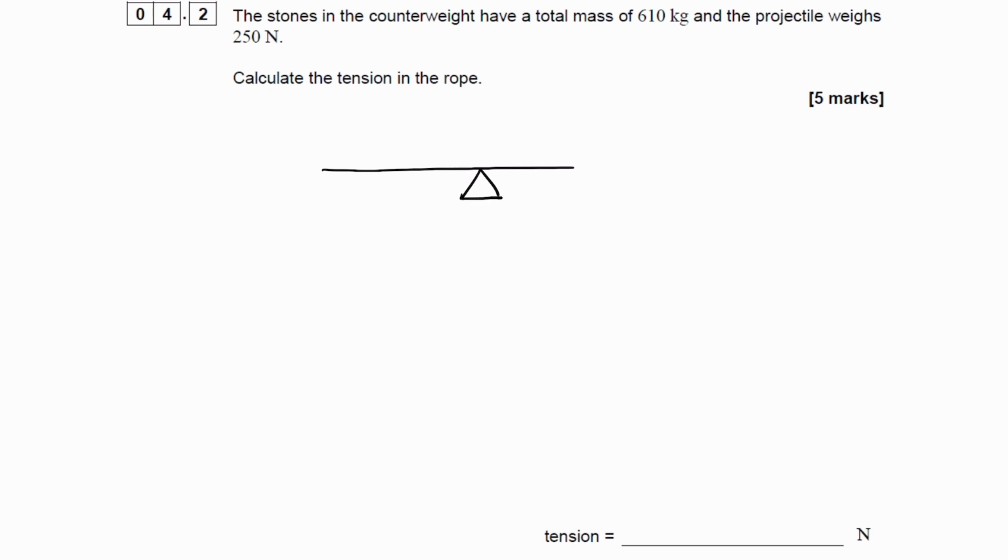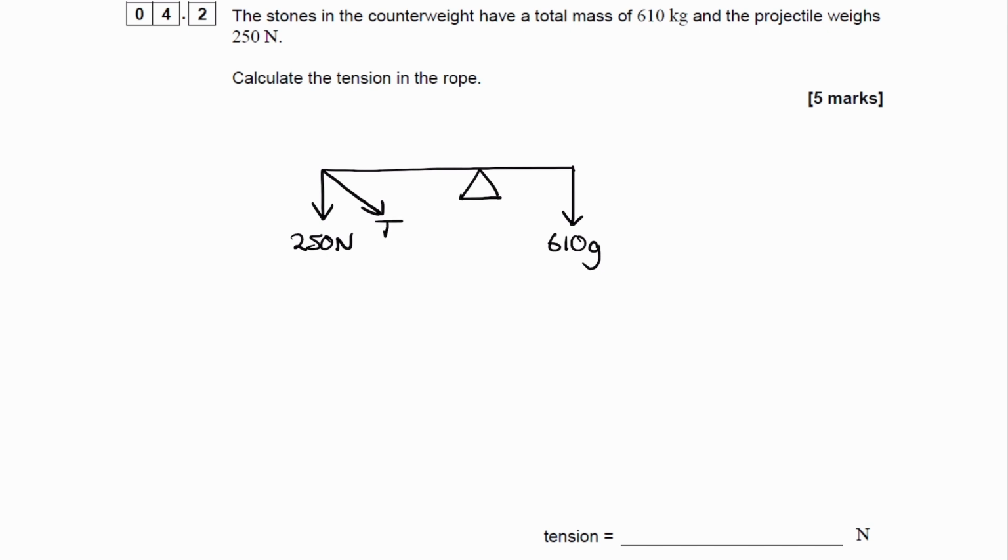So remember that from the previous scenario, we know that the moments due to the weight of the beam and the weight of the box cancel out. So for that reason, if we're considering a moments equation, we don't have to consider the weight of the beam and the weight of the box, as their effects will just cancel out. So we can just consider the weight of the mass that is attached on the right-hand side, which is 610g. There is the weight of the projectile, which is 250. And finally, there is the tension force.